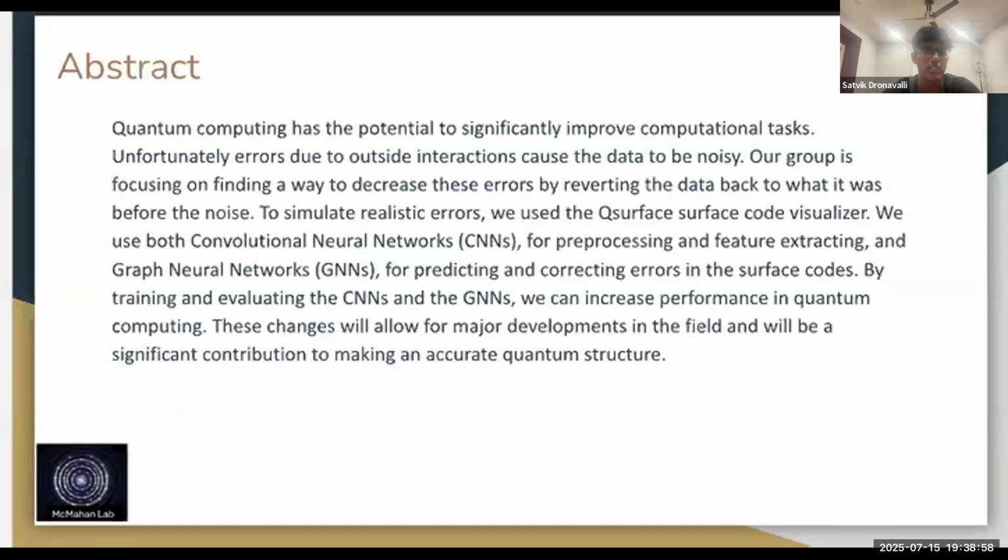In order to decode these surface code errors, we're using convolutional neural networks for feature extraction, which are the patterns we're looking for in those codes, and graph neural networks to analyze the graph that the surface code is, to actually correct those errors. By training and evaluating both parts of our solution, we can drastically increase performance in quantum computing and make it significantly more practical, which will allow for major developments in the field of quantum computing.